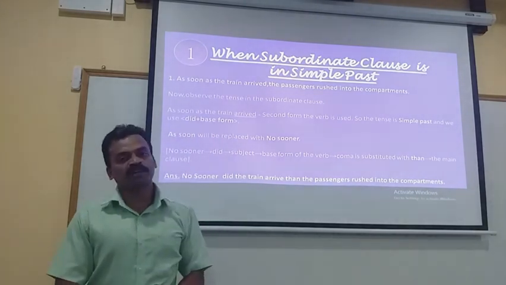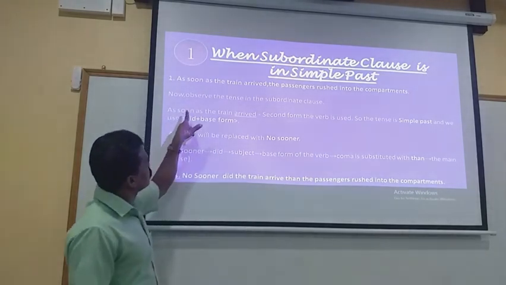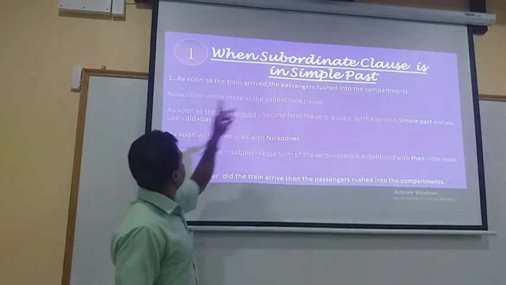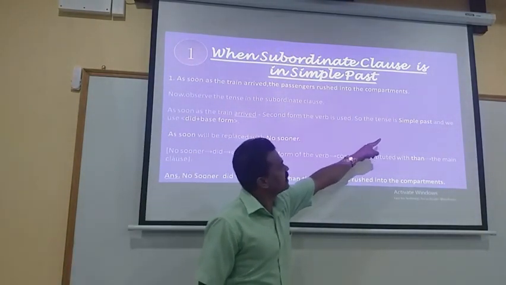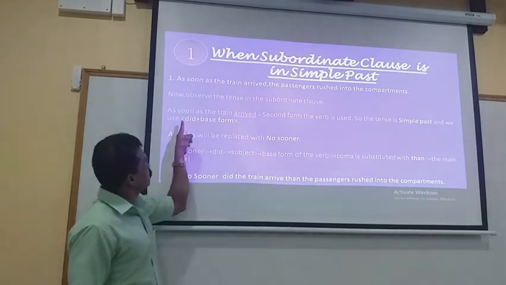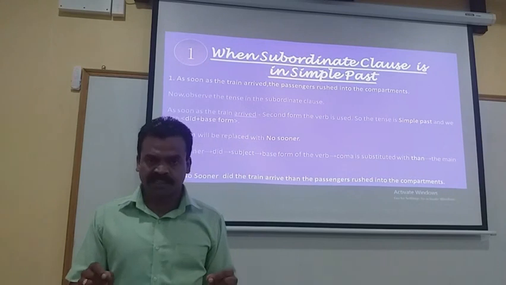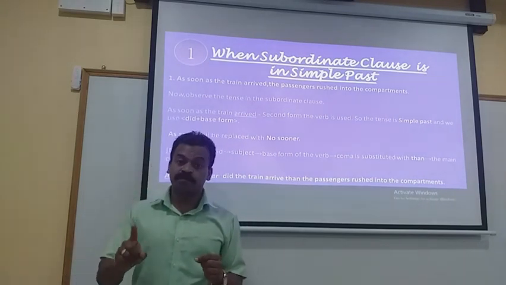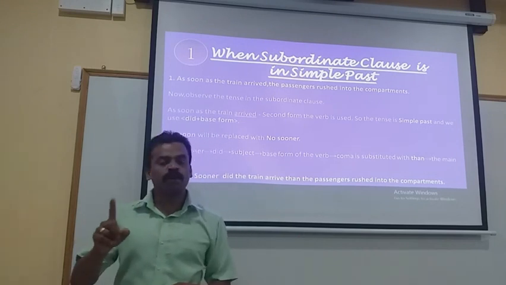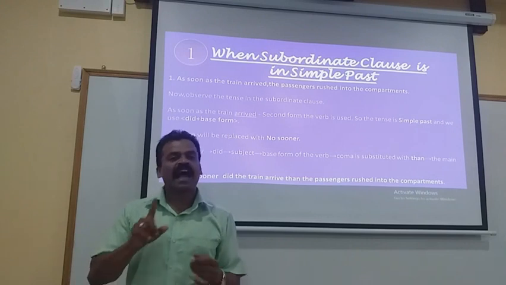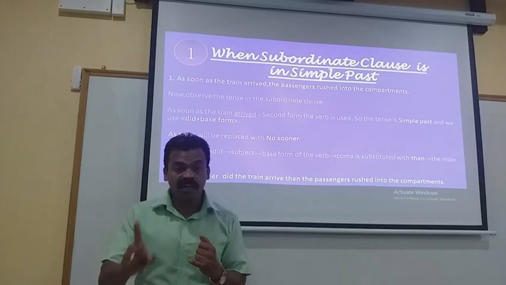So let's see how we have to convert such kinds of sentences into no sooner than as well as hardly when. Now observe the tense in the subordinate clause. As soon as the train arrived, the second form of the verb is used. So the tense is simple past and we use did plus the base form of the verb. Always remember, whenever you make use of did in the statement, the main verb must be in its base form, because we have already made use of the second form of the verb. Do is the base form, the second form of it is did. And whenever you make use of did in a statement, the next part of the verb must be in its base form.